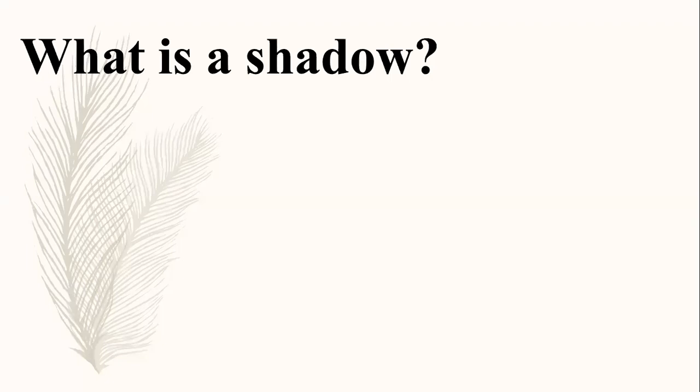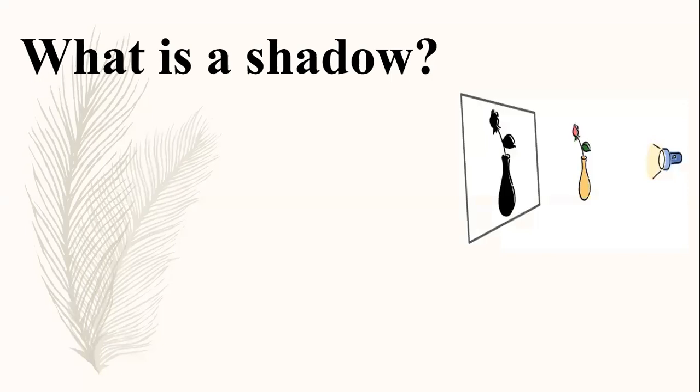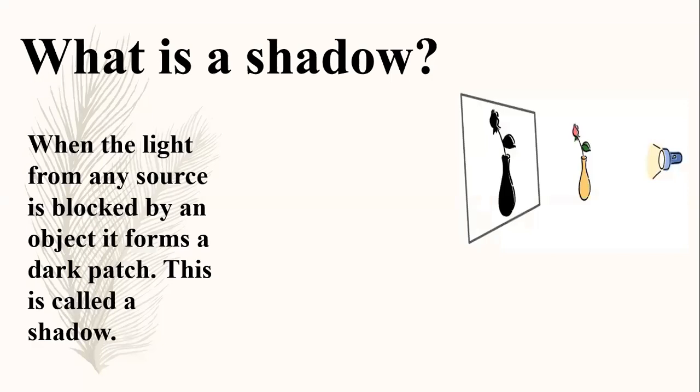What is a shadow? This is your favorite part. Everybody loves to make shadows. Children, do you remember we have made these shadows in our science class? So, what is a shadow? When the light from any source is blocked by an object, it forms a dark patch. This is called a shadow. You can easily make shadows at home. You just need a torch, any object. What you have to do is switch off the lights of your room, make the room dark, use the torch and the object, and enjoy making shadows.